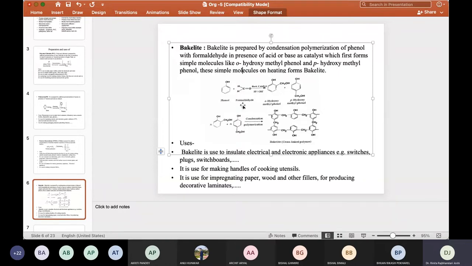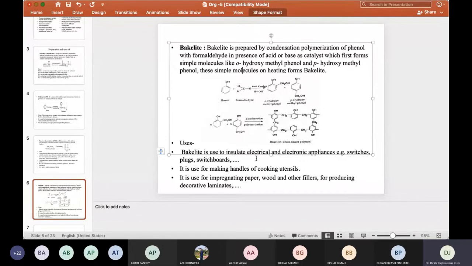The monomers are phenol and formaldehyde. First, they form simple molecules like orthohydroxymethylphenol and parahydroxymethylphenol. Again on heating, it condenses and forms the cross-link structure, that is the Bakelite. This Bakelite has a cross-link structure, so it is a thermosetting polymer. Once it is set, it cannot be softened on further heating, so it cannot be recycled.